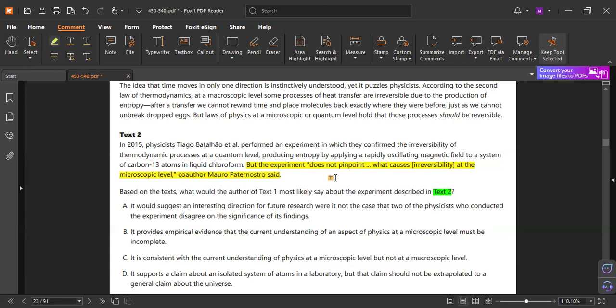Now let's find the wrong answers. D is wrong because it's not asking for the clay. Oh, we don't have a clay. We're not looking for clay.